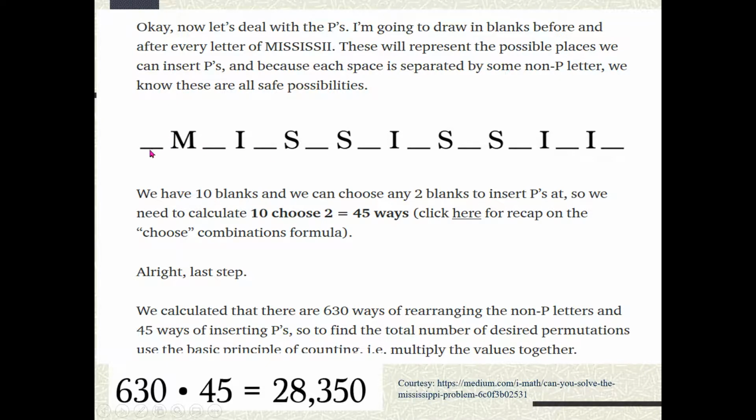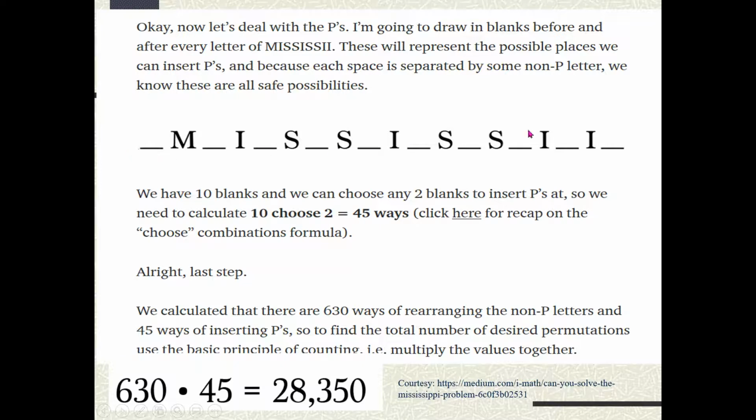Actually, I am trying to see where the P's which we deleted earlier could be fitted. So if one P is here, the other should be here or in the other slot. If I count, there are 10 different blanks. So we have 10 blanks and we can choose any 2 blanks to insert P's, because in these blanks the P's will not be adjacent. So we need to calculate 10 choose 2.